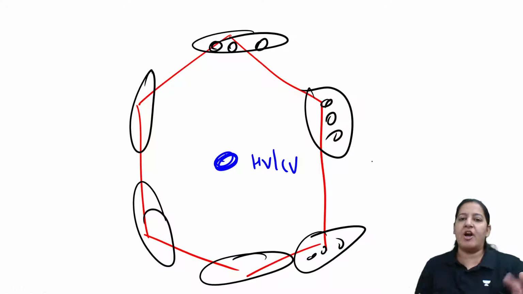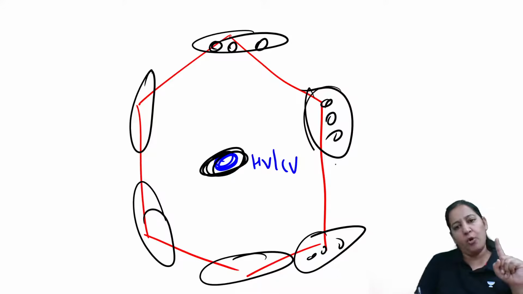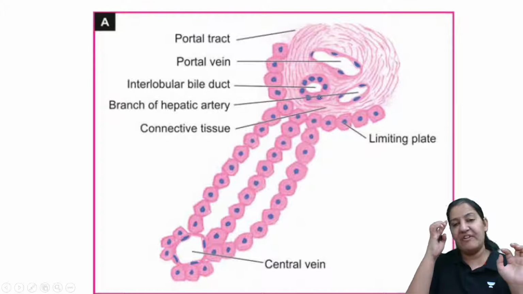While forming the diagram, I will draw one central vein, and out of the 6 portal triads, I will draw only one. Any one can be drawn. I will not draw all 6. So this is the final diagram.